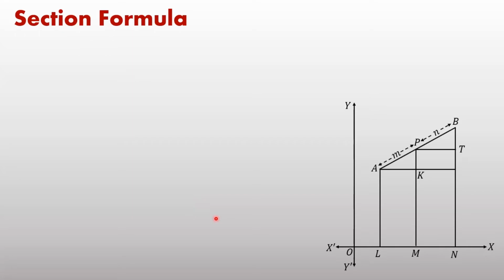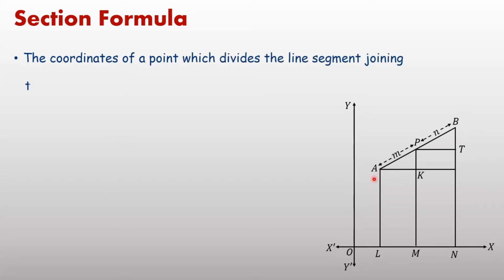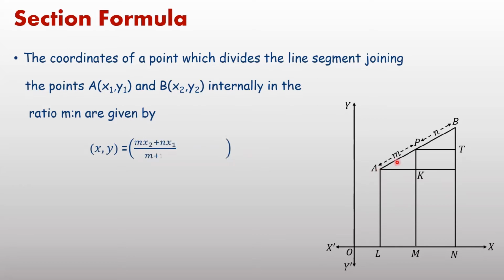Now first case, for internal division on coordinate geometry, just take 2 points A and B with coordinates x1, y1 and x2, y2. Means coordinates of point A is x1, y1 and point B is x2, y2. Point P divides AB in m:n internally because point P lies between A and B. Then coordinates of P, x, y we can write using the formula (mx2 + nx1)/(m + n) and (my2 + ny1)/(m + n).